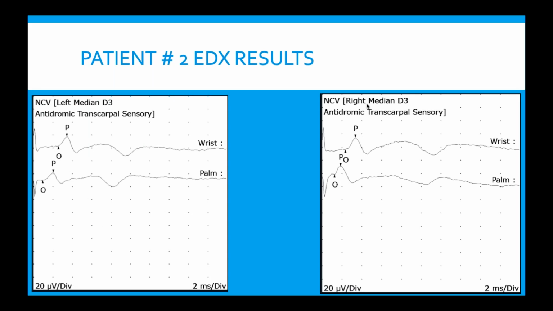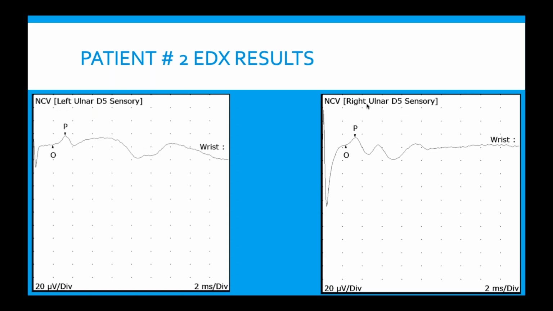On the bilateral median nerves, both at the wrist and the palm, no significant difference is visible or discernible through the waveform analysis. And the ulnar, again, is also a tiny bit on the low side, but still has reproducible and accurate responses on the sensory nerves.